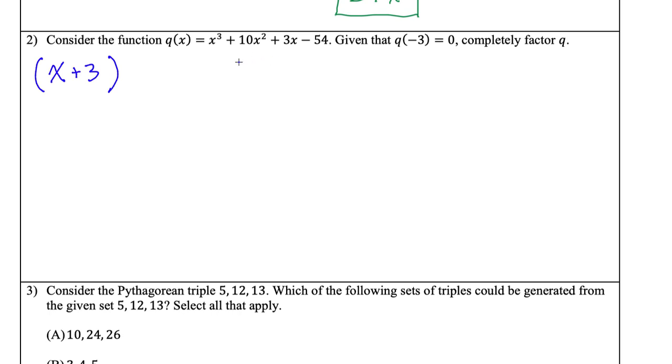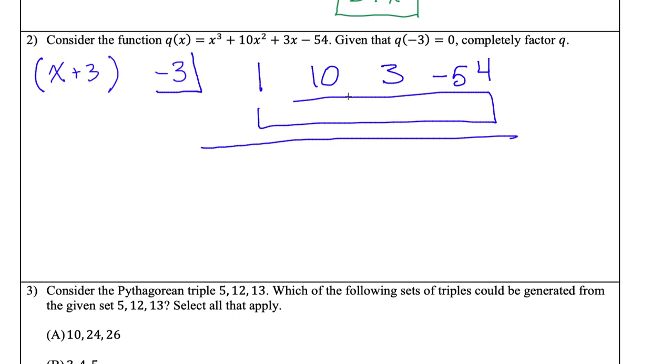Another way of saying that is I can do synthetic division now to figure out what the remainder is whenever I divide this polynomial by x plus 3. So synthetic division means I'm going to be using this same number, -3, in our box on the top left, and then I'm going to write down my coefficients, 1, 10, 3, and -54. Draw your line, giving yourself space right here to write some extra numbers, and then we're going to be doing synthetic division. Let me review why we're doing this.